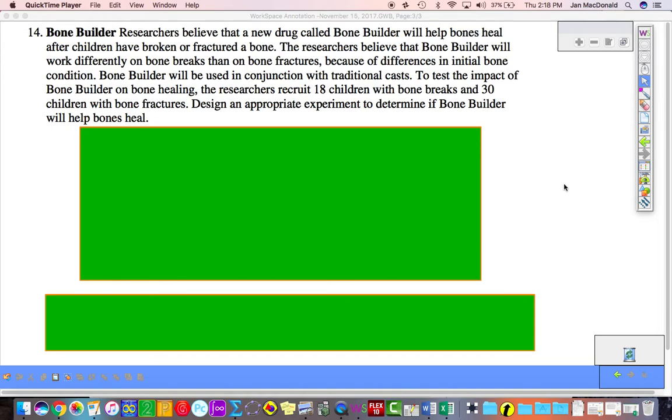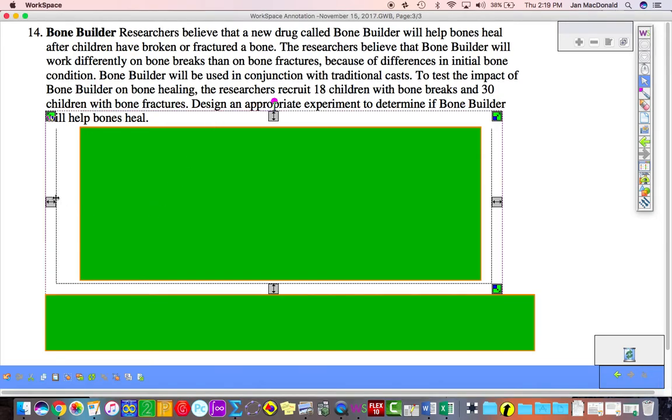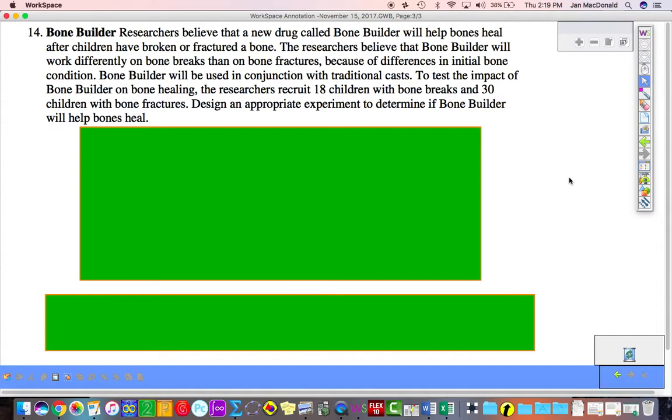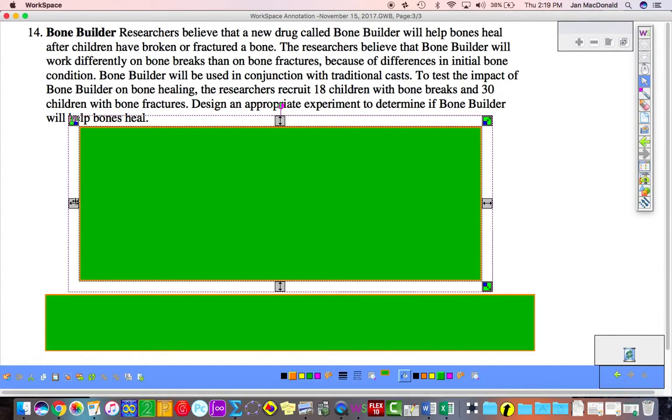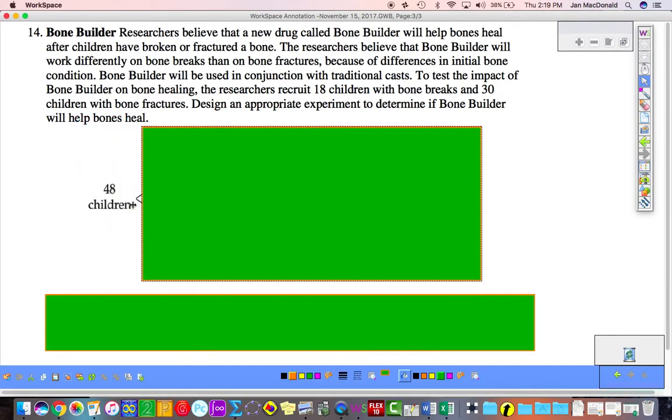So let's take a minute and talk about our experimental units, or our subjects in this case. In this prompt, our subjects are 48 children. So that's what we start with. We start with 48 children that have some sort of bone injury. You could actually say 48 children with a bone injury.